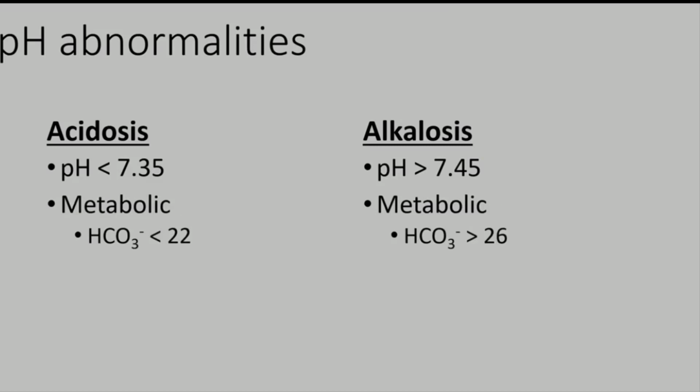At the same time, we could have metabolic problems that are causing these pH imbalances. If their bicarbonate ion on their ABG is low, that can result in low pH. So we say they have metabolic acidosis because the HCO3 minus is generated through metabolic processes. So we just refer to it as metabolic.